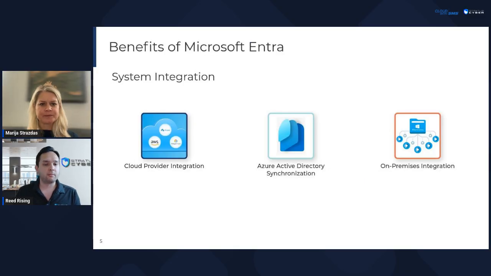Yeah, so the first key benefit we want to highlight is system integration. Microsoft Entra is able to integrate with other cloud providers such as AWS, and Google Cloud, which together with Azure, they make up the three most popular and utilized cloud platforms in the US. And so even if your system boundary or your organization does not live in Azure, but rather uses one of the other two cloud platforms, you can still leverage Microsoft Entra as your IAM solution.